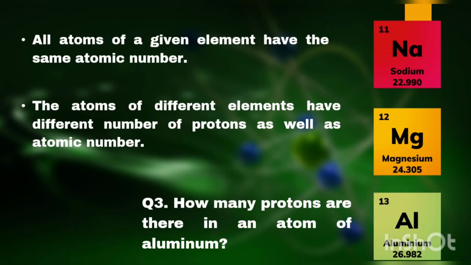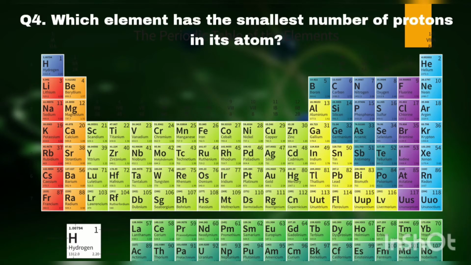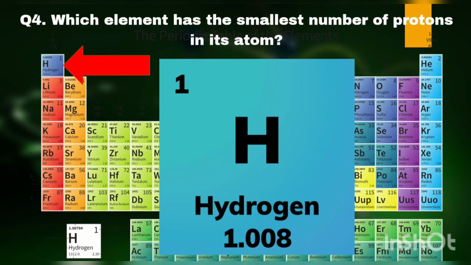Question number 3. How many protons are there in an atom of aluminum? So again, the atomic number of the element is the number of protons an element has. If the atomic number of aluminum is 13, we can say that aluminum has 13 protons. Number 4. Which element has the smallest number of protons in its atom? If your answer is hydrogen, then you are correct.